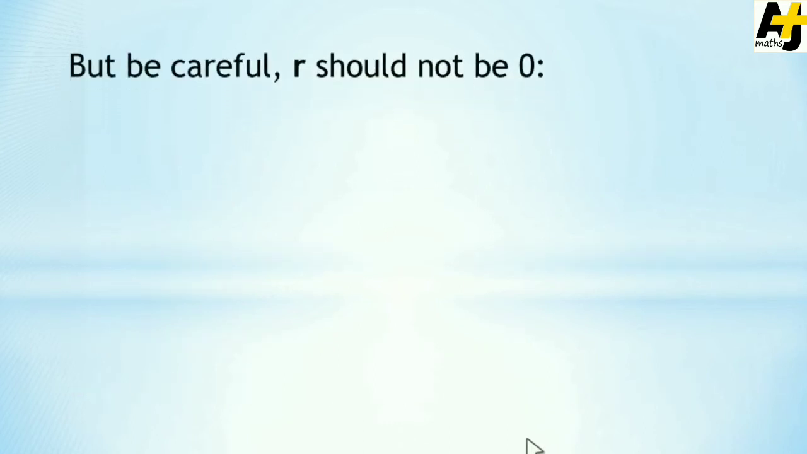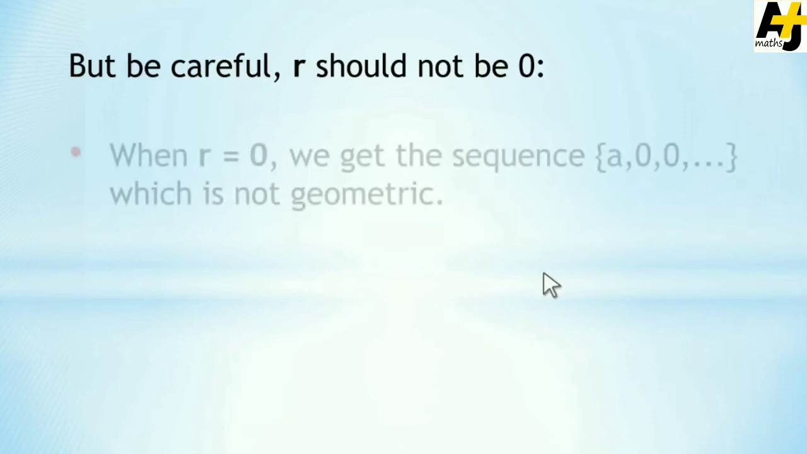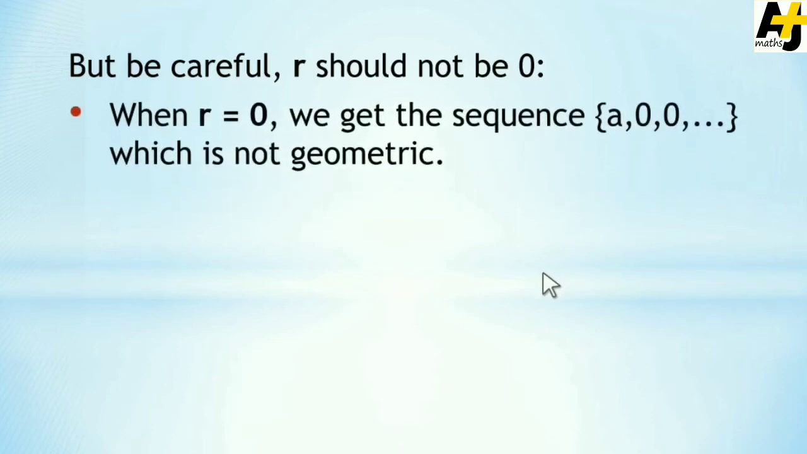But be careful, R should not be 0. Yes, remember students that R cannot be 0. What's the reason that R cannot be 0? Because when R is equal to 0, we get the sequence A, 0, 0 and so on, which is not geometric. Because there is no constant number which we multiply with the term to get the next term. Also, if we calculate the common ratio, the common ratio will be infinity, which is undefined. So the common ratio of the geometric sequence cannot be 0.